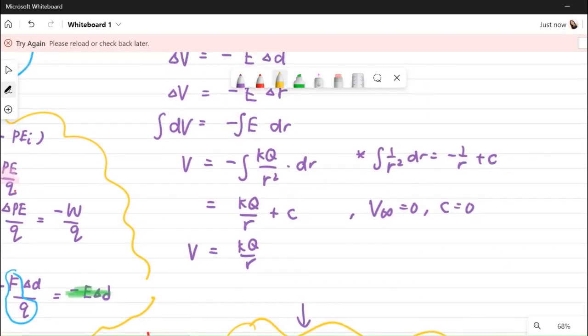So when you use this expression, we must consider the sign convention of Q. Must consider the sign of Q, right?